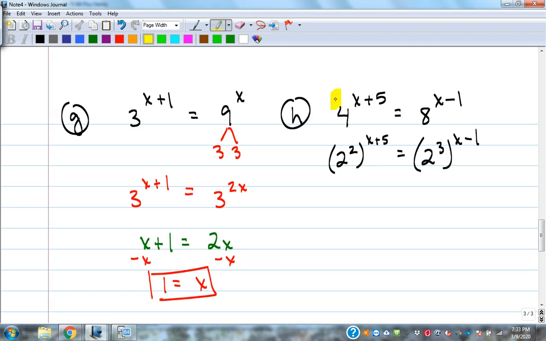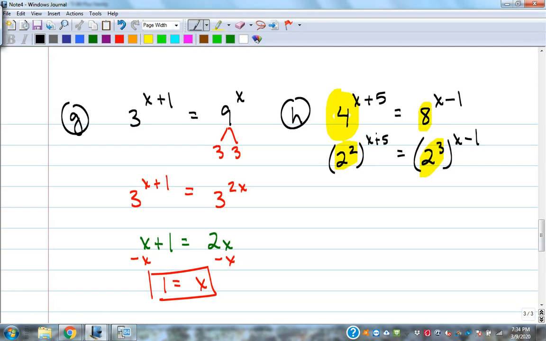So I'm just replacing the 4 with a 2 squared, and I'm replacing the 8 with a 2 cubed. Because you can, and you want the bases to be the same. You can't rewrite 8 as 4 times 2, because then you've got an extra 2 in there. So you've got to rewrite them as the same base. So I'm rewriting them with a base of 2.